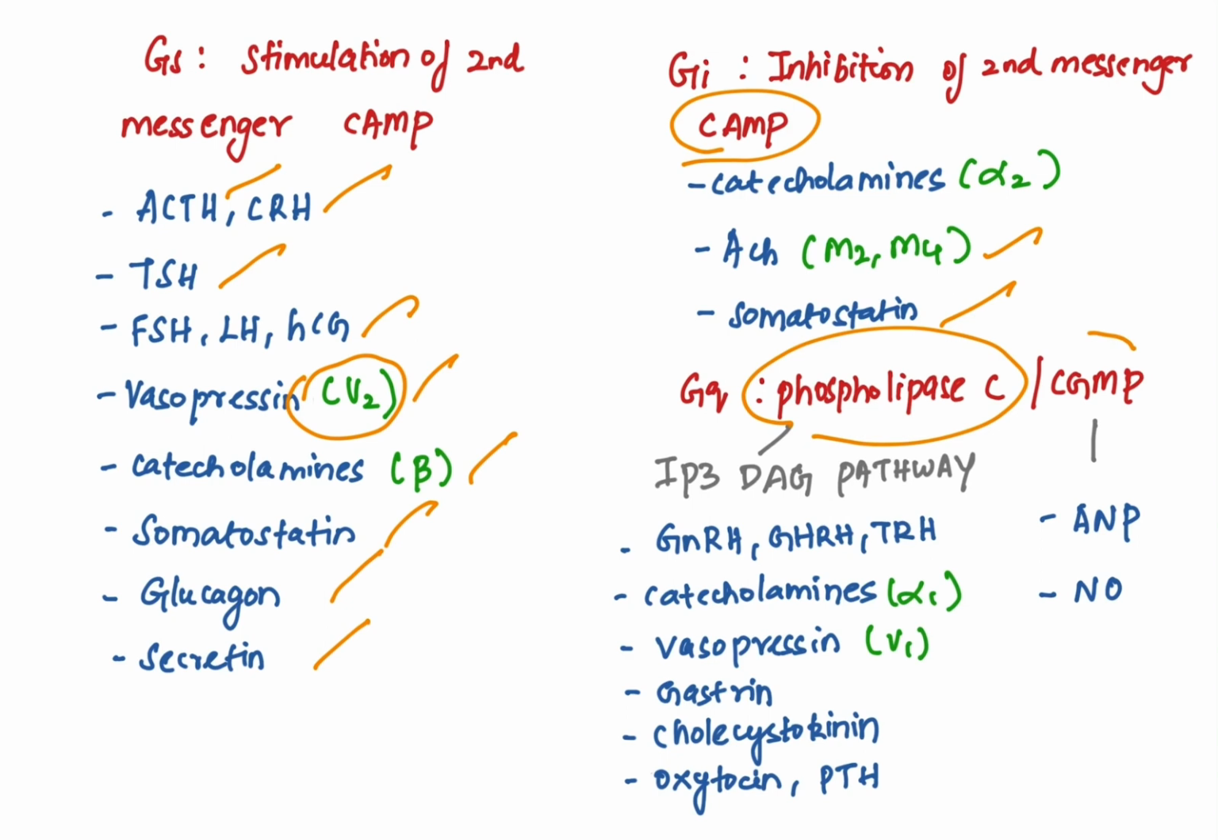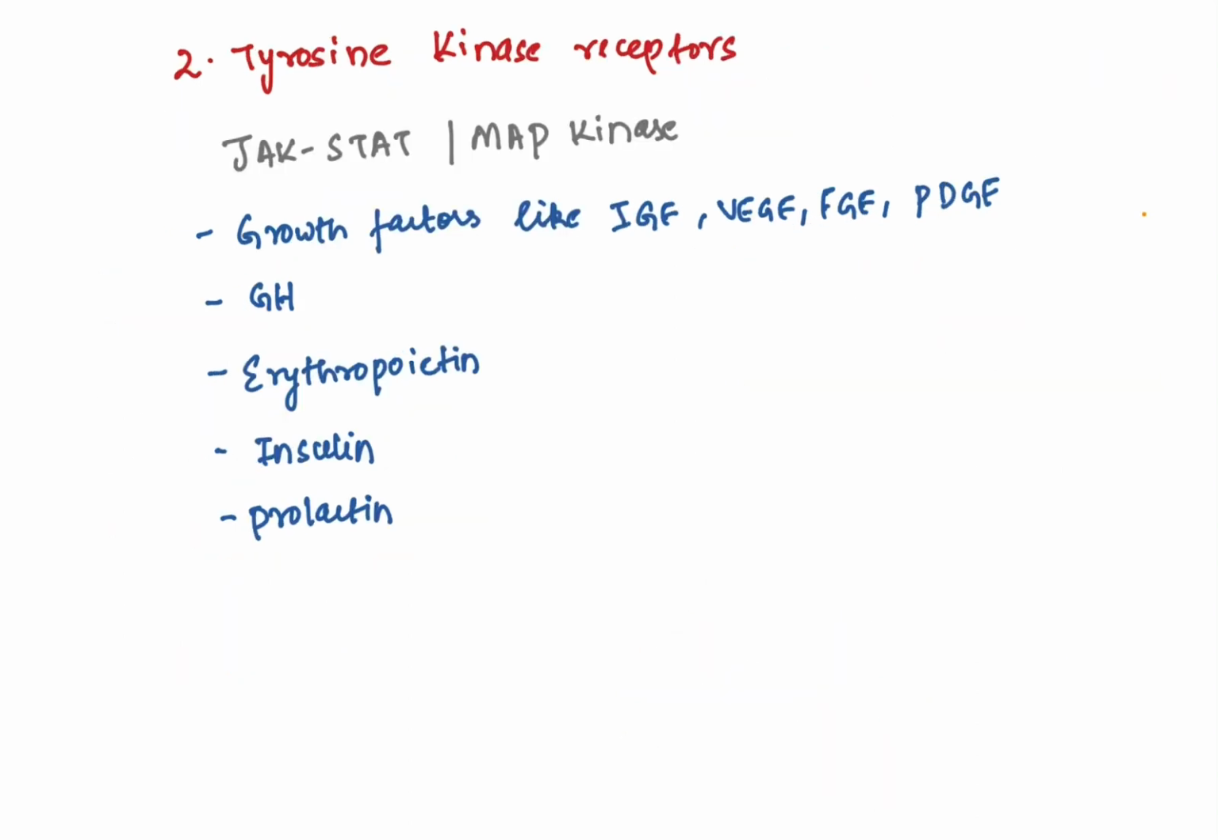through the cGMP. The hormones that come under the IP3-DAG pathway are, please note down: gonadotropin releasing hormone, growth hormone releasing hormone, thyrotropin releasing hormone, catecholamines, alpha 1 receptors, vasopressin, please note it's V1 here, gastrin, cholecystokinin, oxytocin, and parathyroid hormone. Under cGMP there are only two: atrial natriuretic peptide and nitric oxide.